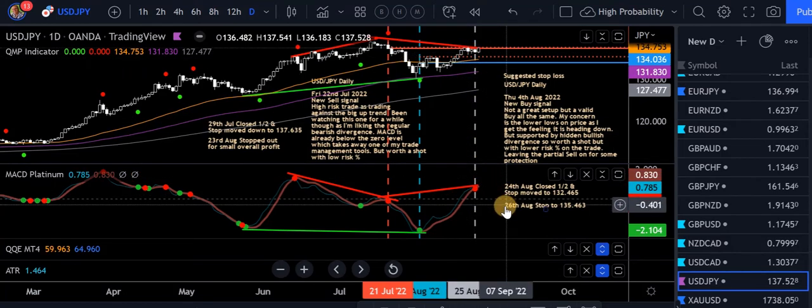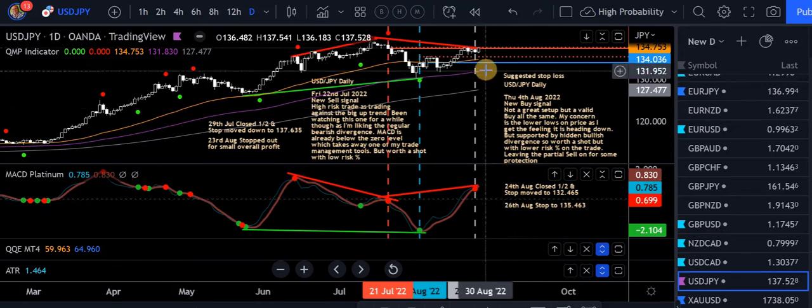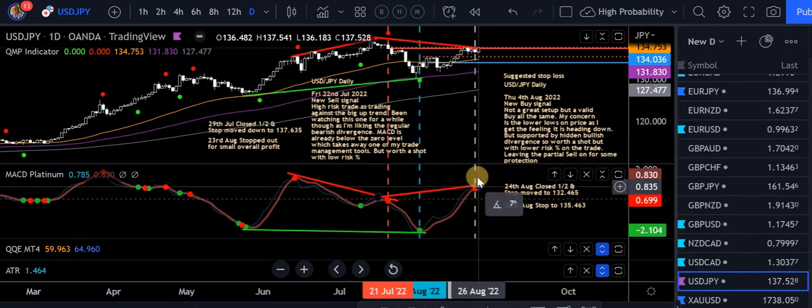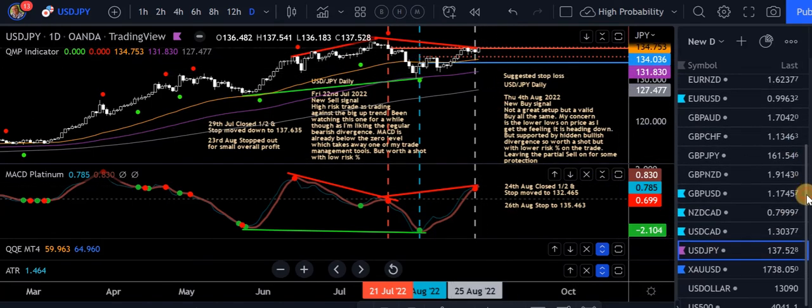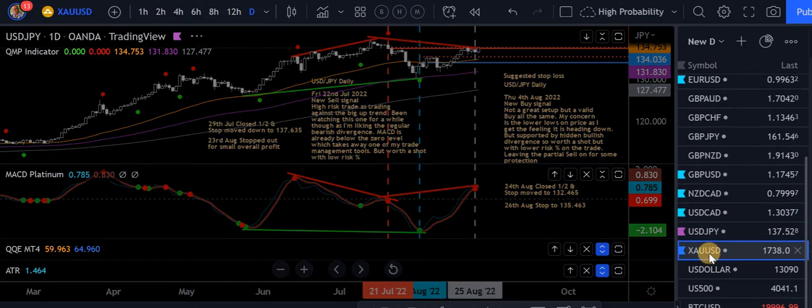Stock moved up, and 26th of August, stock moved up even higher because we've got a red dot on the MACD platinum above the zero level. I'm back in sell mode, so I've tightened up the buy, can't lose on the buy either. So all good there. What else we got? Gold. What have we got here? We got nothing.